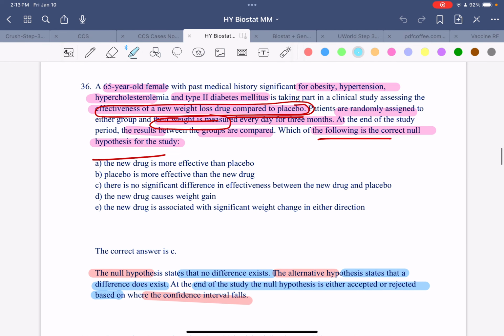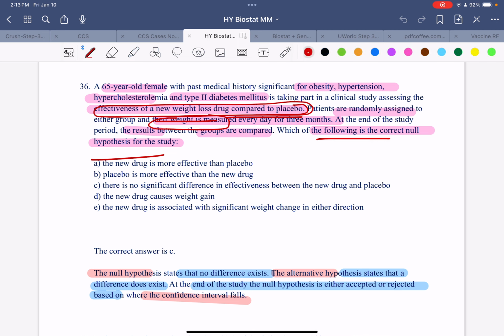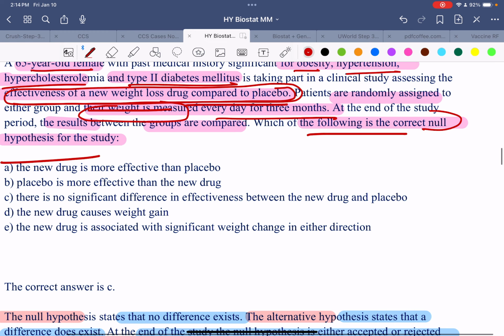Let's begin. Suppose there's a 65-year-old female with significant medical history of obesity, hypertension, hypercholesterolemia, and type 2 diabetes. She is part of a study testing the effectiveness of a new weight loss drug compared to placebo. The drug is randomly assigned to the two groups, and the weight is measured every day for 3 months. At the end of the study, the results between the two groups are compared. Which of the following is the correct null hypothesis?